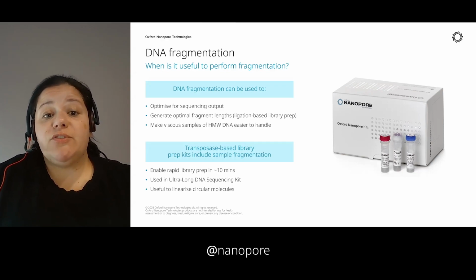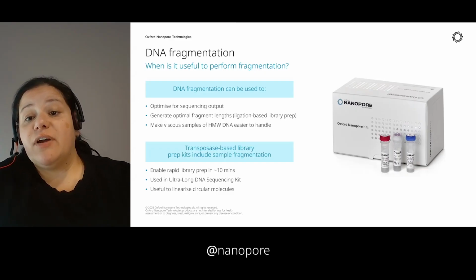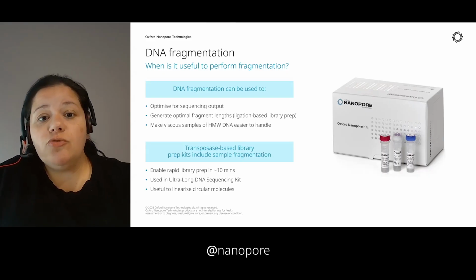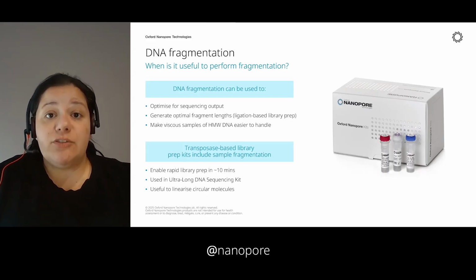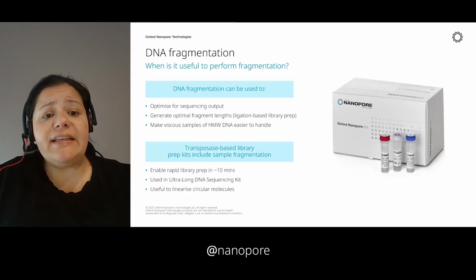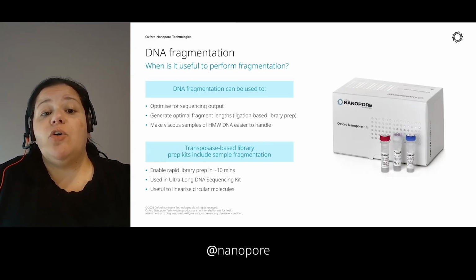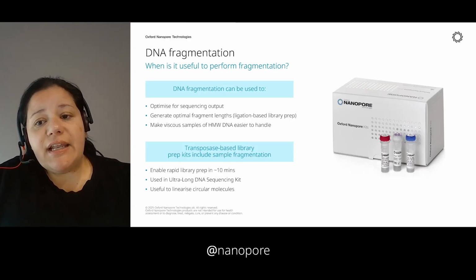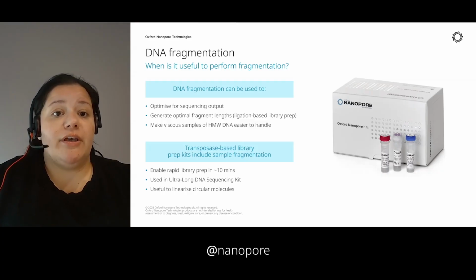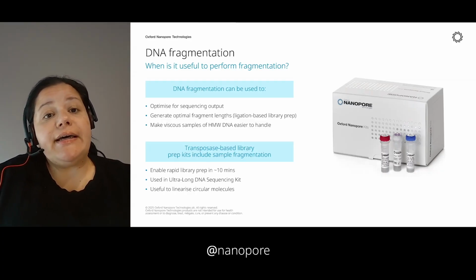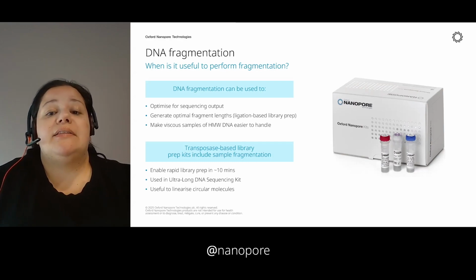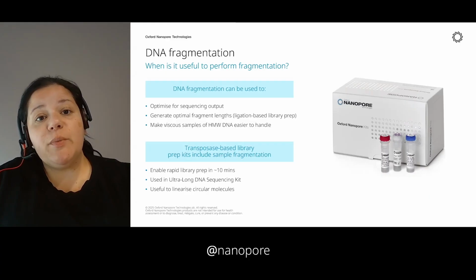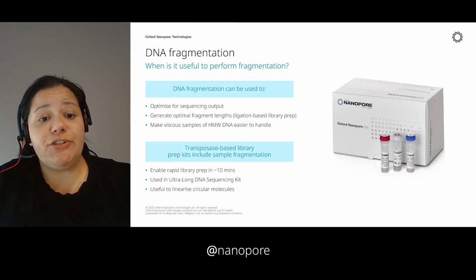The first one is to optimize for sequencing output, because if you have shorter fragments, you're going to generate more data. So if you're aiming to maximize output rather than optimizing for longer reads, this would be a way to do it. Secondly, fragmentation is used to generate optimal fragment lengths for ligation-based library preparation. I mentioned the NEB Monarch kit, which produces ultra-high molecular weight DNA, and this is usually a little bit too long for a ligation-based library prep. So in this case, just fragmenting it a little bit will make sure that the ligation reaction is efficient.